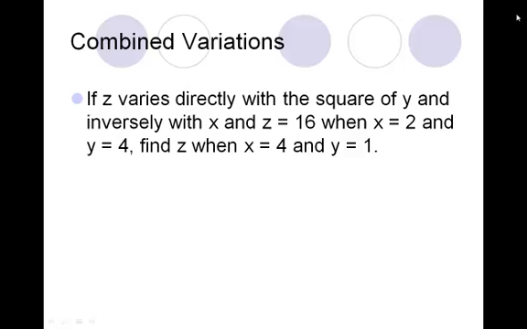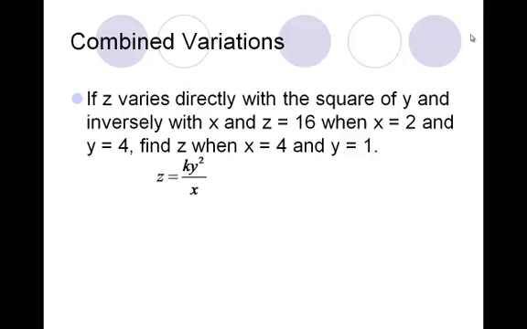For the first part, Z varies directly with the square of Y. Here's how that looks. Z equals KY squared. Now we want to do inversely with X, so you're going to put over X. So altogether the formula is Z equals KY squared over X.